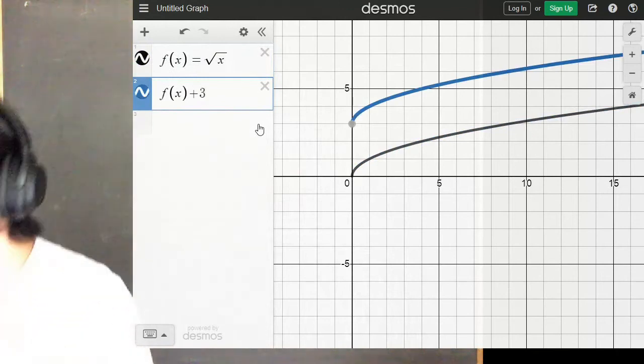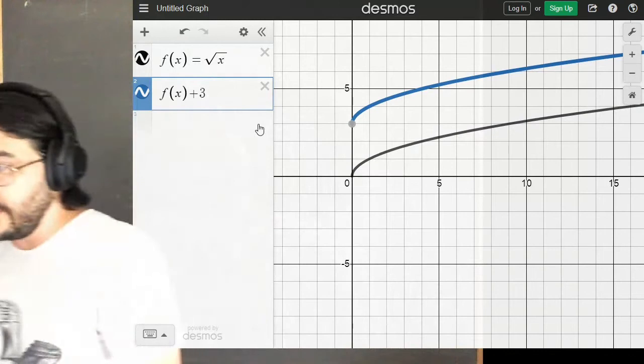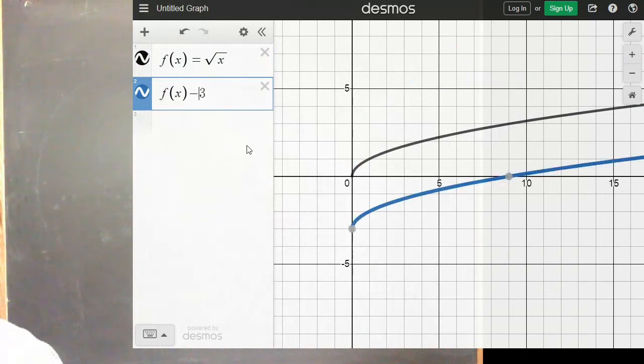And again, what's happening now is we're taking the y value and adding 3 units to the y value of each point in this graph. And so the graph here in black just goes up by 3 units. Okay, every single point goes up by 3 units. And if we were to subtract something here, if we were adding a negative, then it goes down, right? So this is going down by 3 units.